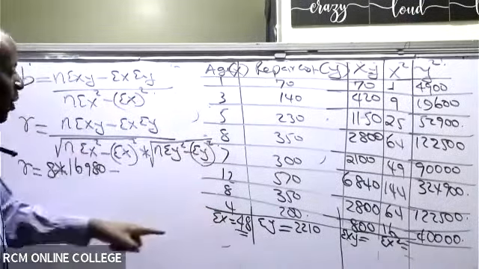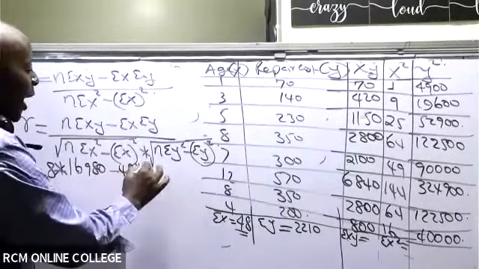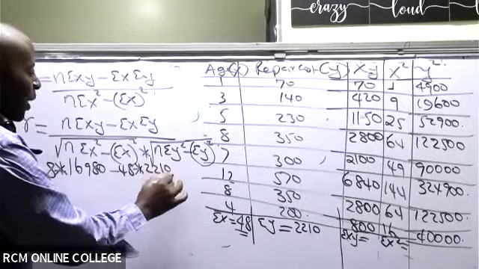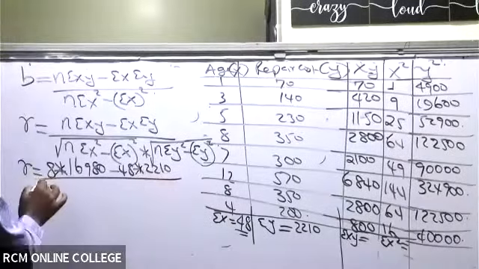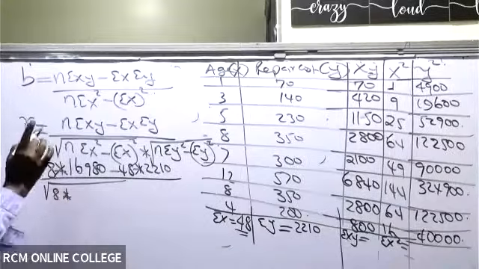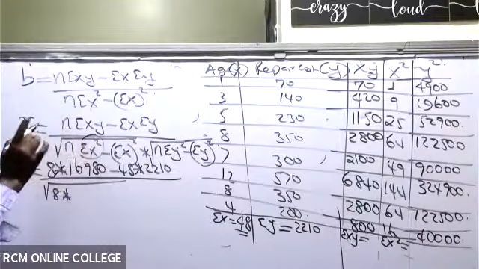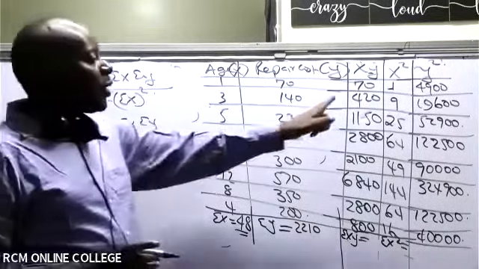Summation of x I have here, it is 48, times summation of y, which I have as 2210, all over the denominator. So in the denominator, we start with the square root of n, which is 8, times summation of x squared.